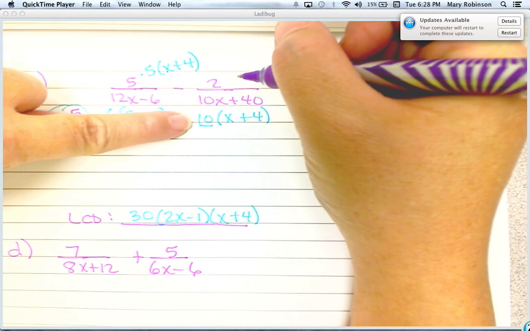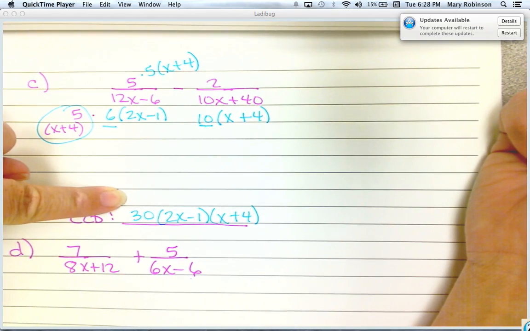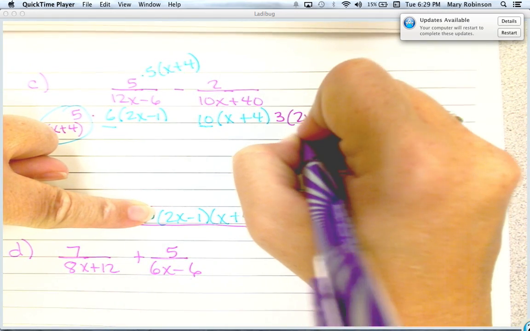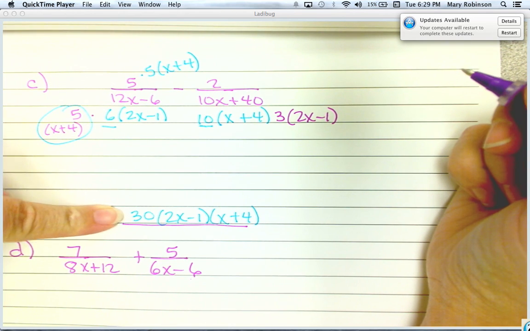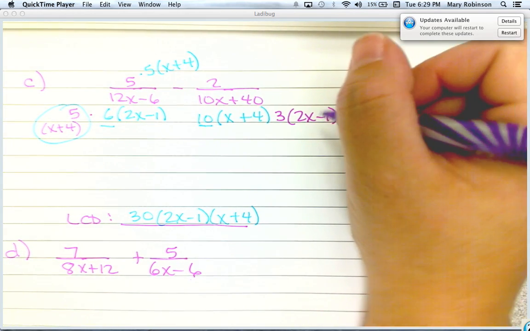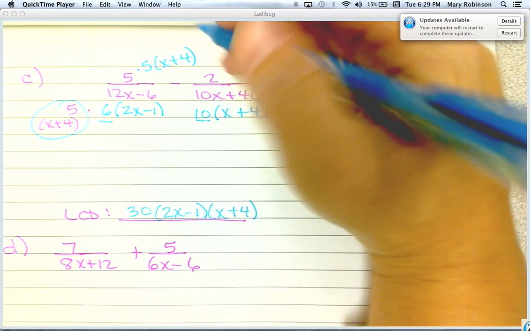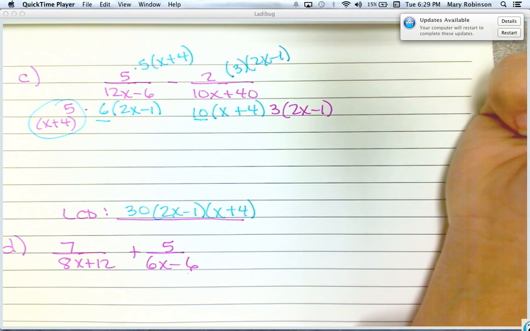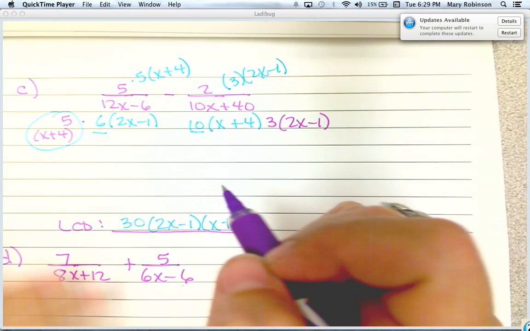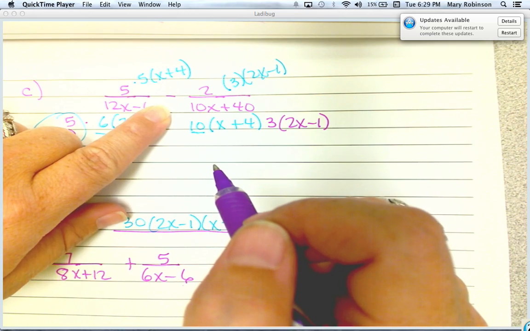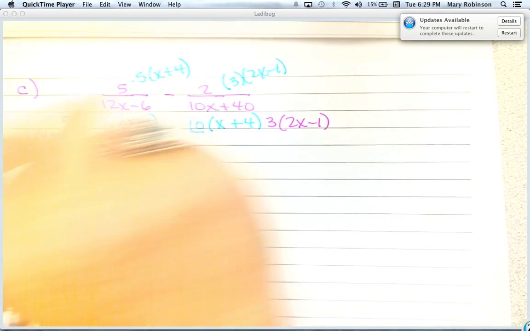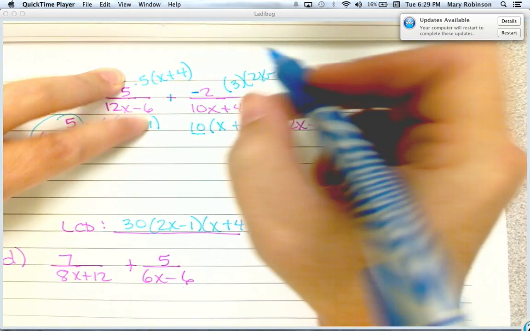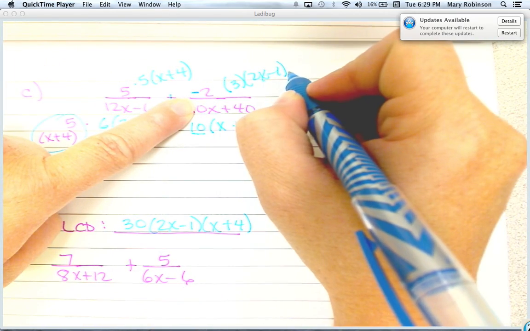Now over here, we'd have to multiply 10 by 3 to get 30, and also by 2x minus 1. That would give us this quantity here in our LCD. So whatever we multiply the bottom by, we also multiply the top by. So 3 times 2x minus 1 as well. And now we need to multiply. But one thing I want you to catch is to remember that when you're subtracting, don't mess this up. You need to change this subtract sign to a plus sign and move your negative up here. That way when you multiply this out, you'll have the correct terms.